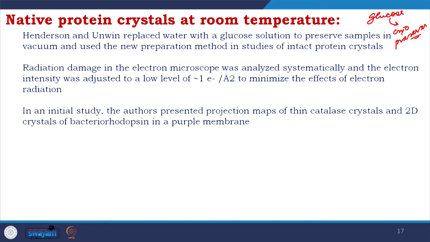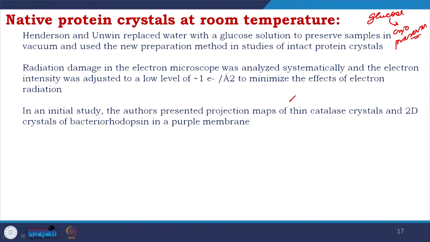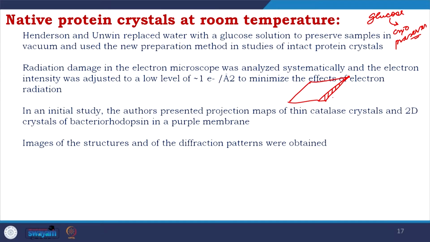In an initial study, the authors presented projection maps of thin catalyst crystal and 2D crystals of bacteriorhodopsin in the purple membrane. So, if you do not remember, 2D crystals are protein crystals that grow flat, as I talked about. So, they do not have the third dimension. And when we are talking about bacteriorhodopsin, you would remember it is the first protein for which Richard Henderson came up with the structure using cryo-electron microscopy. Images of the structure and of the diffraction patterns were obtained.